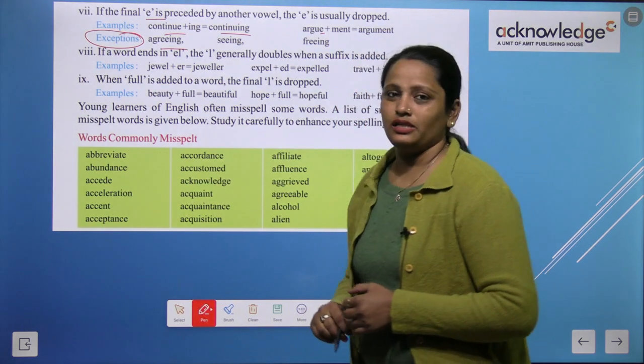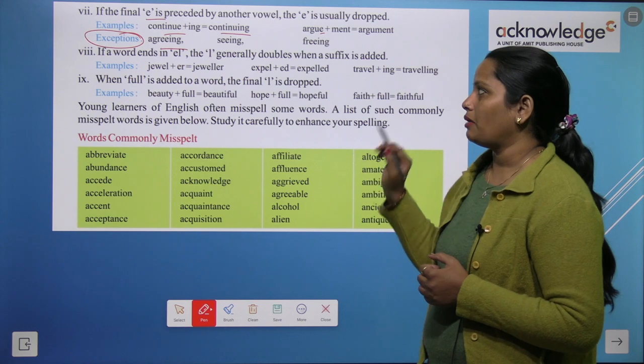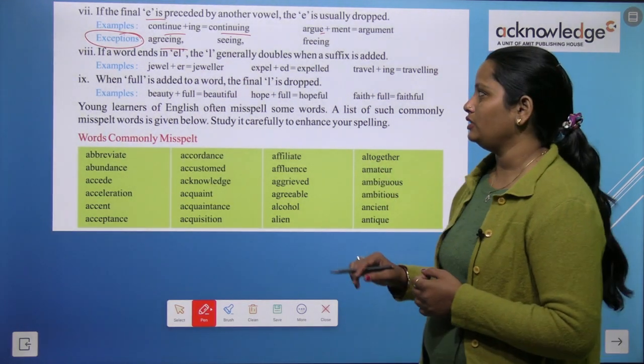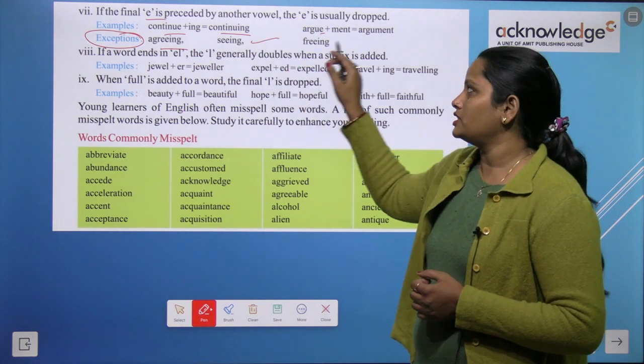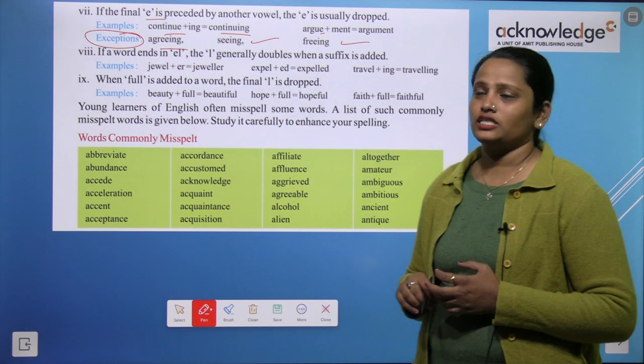अब यहाँ पे double E हमने use किया. Agree is already given here. अब हमने उसमें ing को add किया तो we have not removed one E from here. Similarly in seeing and free. Now the 8th point is if the word ends in EL.